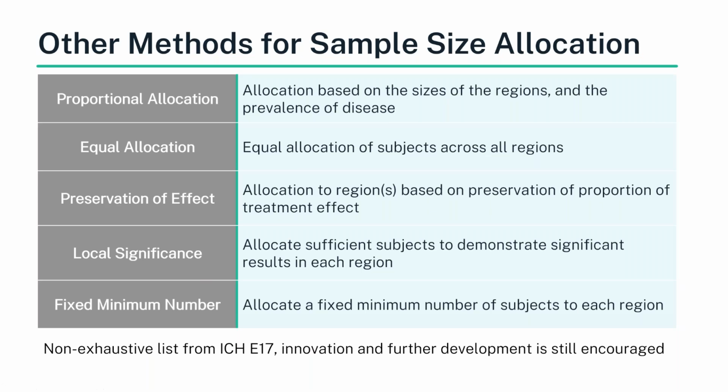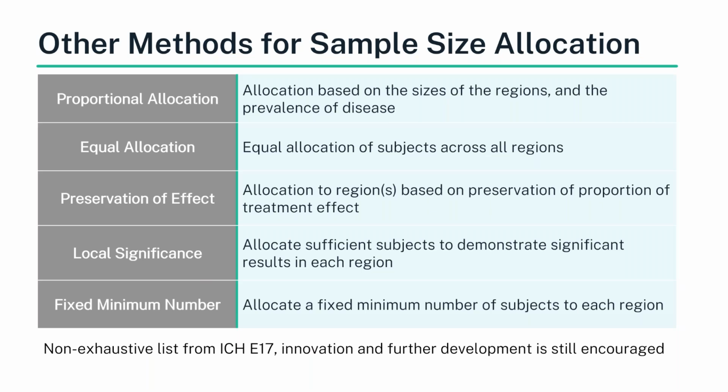Allocation to determine or to demonstrate a pre-specified portion of the overall treatment effect in a specific region is impractical if you end up needing that requirement for multiple regions. And likewise, allocating sufficient subjects to show significant effects in each region is going to inflate the sample size and kind of moves away from the core principle of a multi-regional clinical trial.